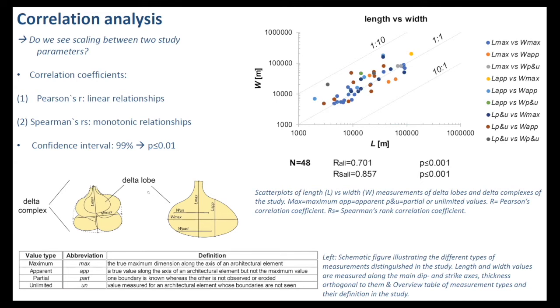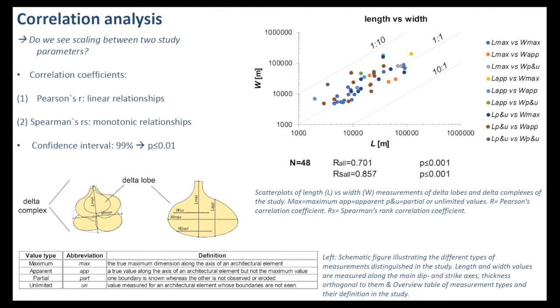The next test we did is correlation analysis, and this allows us to assess scaling relationships between two study parameters. Correlation coefficients provide information about the type and strength of correlation. So here we have two different correlation coefficients. The first one is Pearson's R, and this helps us to identify linear relationships. And the other one I've had a look at is Spearman's rank correlation coefficient, and this provides information whether a relationship might be monotonic. And again, I've chosen a confidence interval of 99%.